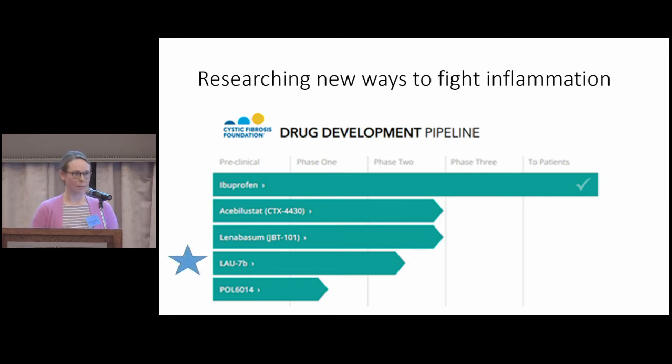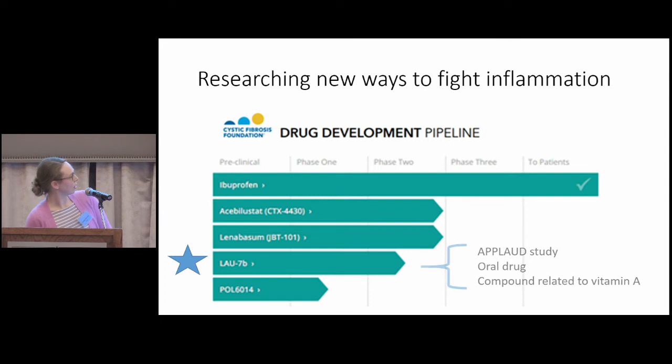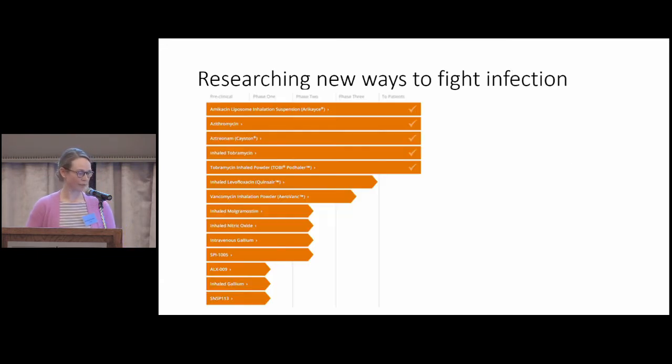And going through this, I'll highlight a couple that we're participating in with our center. So one, and I don't know if the words on the stripes project particularly well, but you can see a broad overview of how many different studies are going on. And as Dr. Nasser mentioned, the different phases are the different phases that need to be marched through in terms of drug development before these drugs can be made available to the patients. So one that we're participating in is the Applaud study, and this is an oral drug, and it's a compound that is sort of a relative of vitamin A, but it can be useful to fight inflammation in the lungs of people with CF.